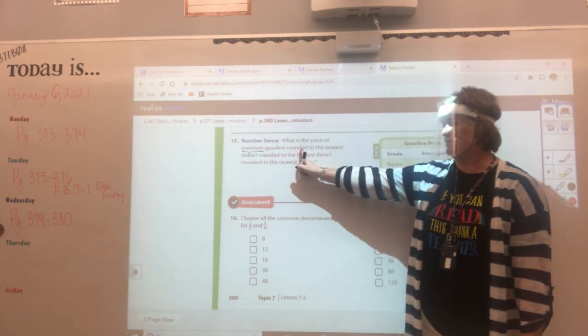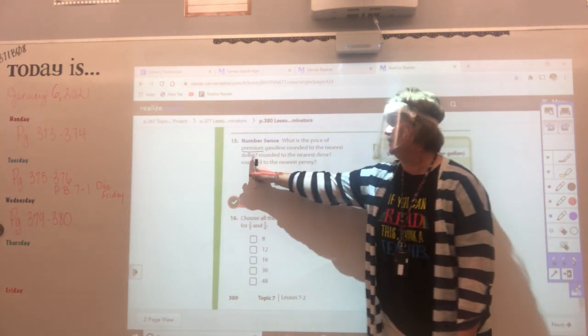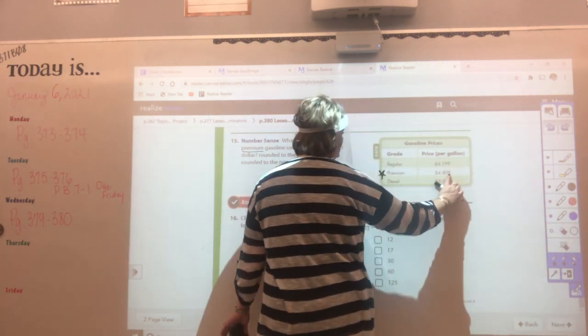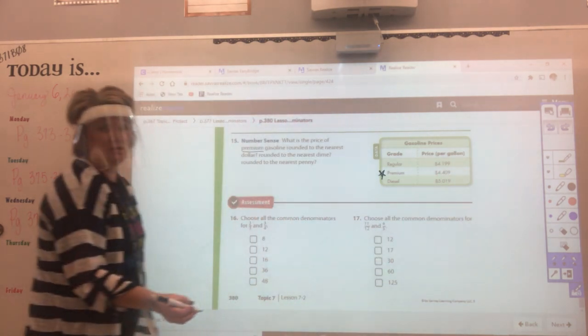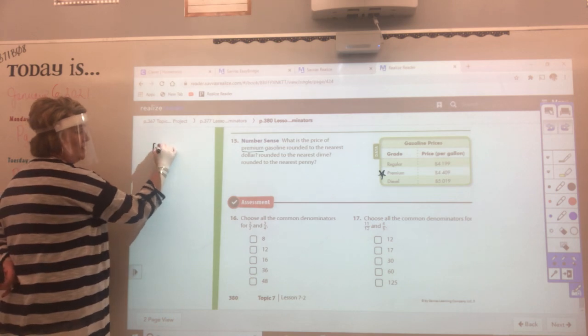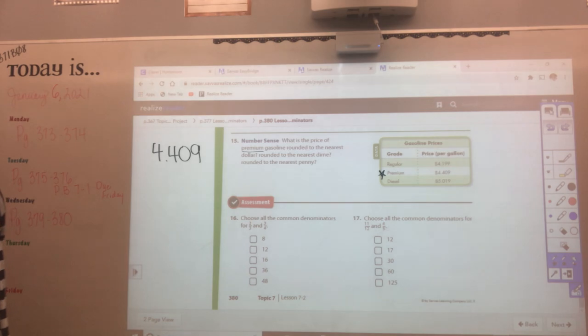What is the first thing it says they want us to do? They want us to round it to the nearest what? Dollar. So how much does it say it is over here? 4.409, which doesn't really look like money. There's too many digits. So on your scrap paper, I want you to write 4.409, just like this, on your scrap paper.